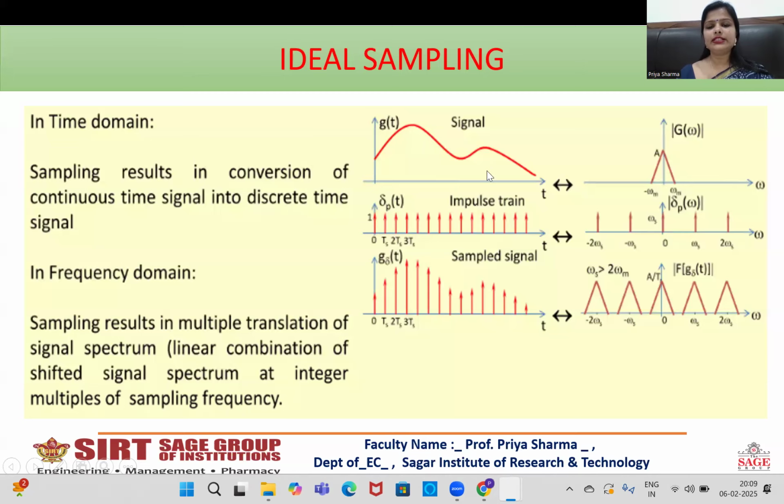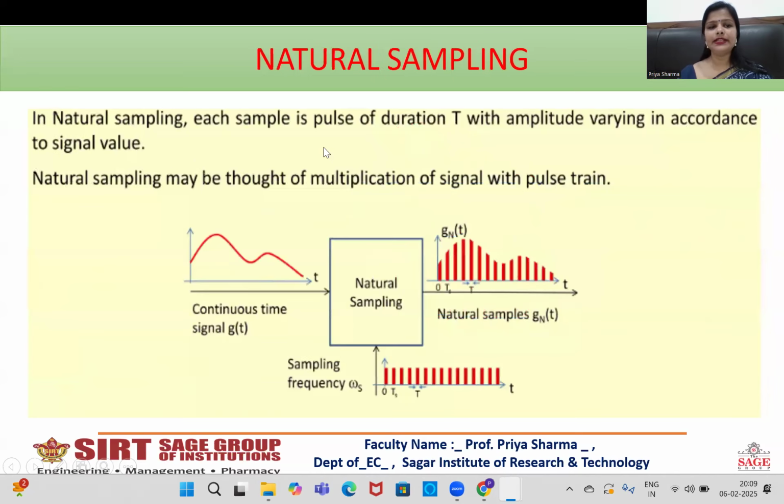Firstly, a signal is passed through a sampler, and in the sampler we also provide an impulse train. Then this impulse train takes the form of this original signal, and hence the samples are created. Then the natural sampling. The difference between the ideal sampling and natural sampling is this: in ideal sampling, a train of pulses cannot be generated having infinite amplitude and zero width. So we use a train of pulses here.